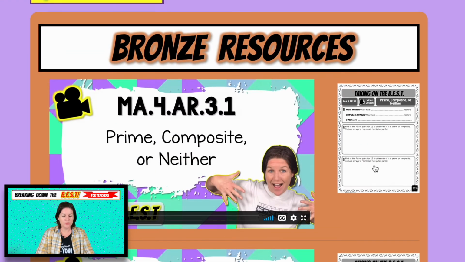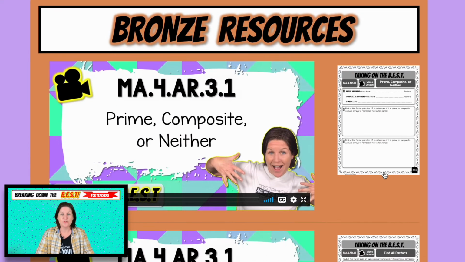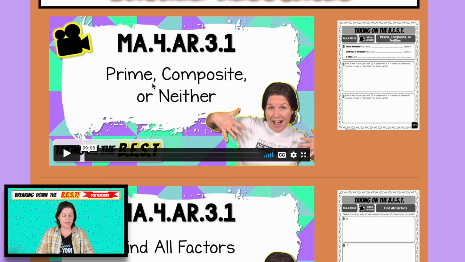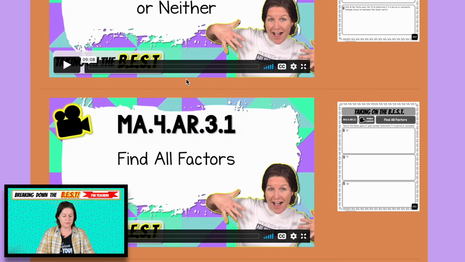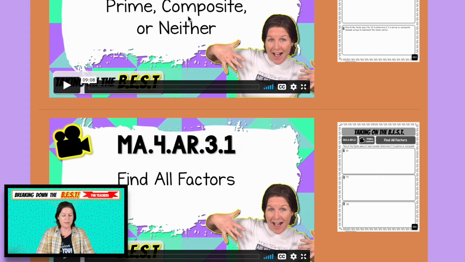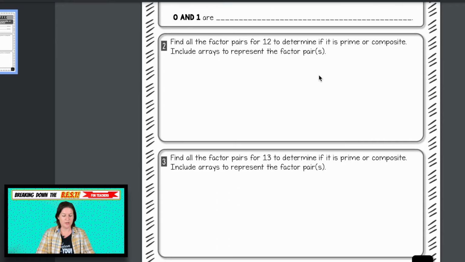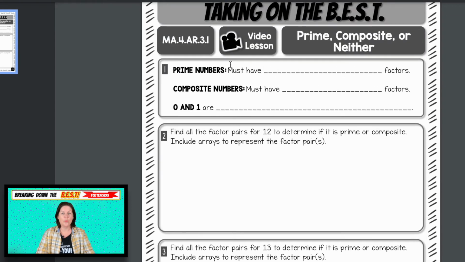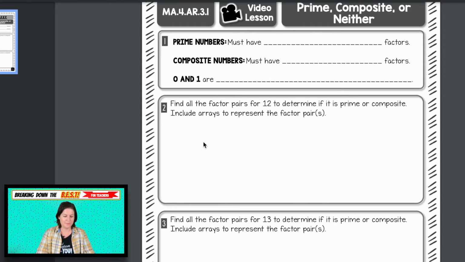Okay, so bronze, gold, and silver members have access to these bronze resources. They are video lessons, and you get the topic of the skill being discussed right there. So prime, composite, or neither. In this video lesson, we'll talk about that. Okay, including arrays, finding all the factor pairs, going over what prime numbers are, what composite numbers are, and 0 and 1 are neither prime nor composite, which we'll go over.